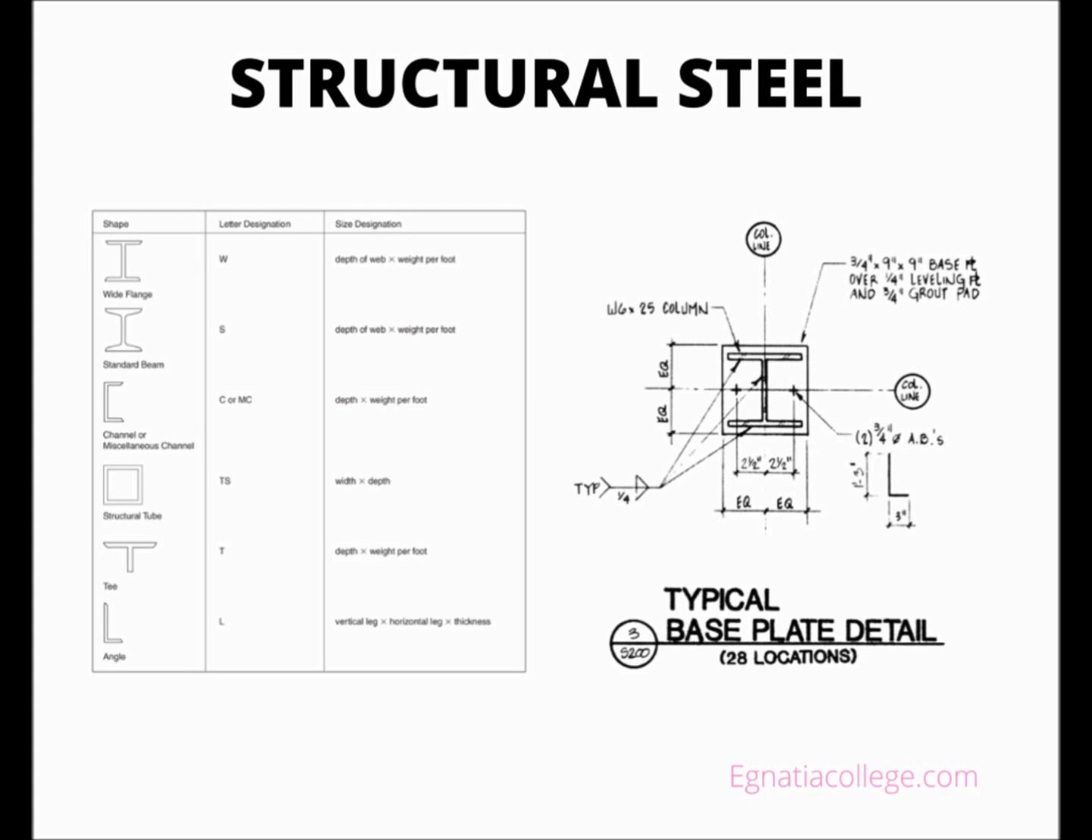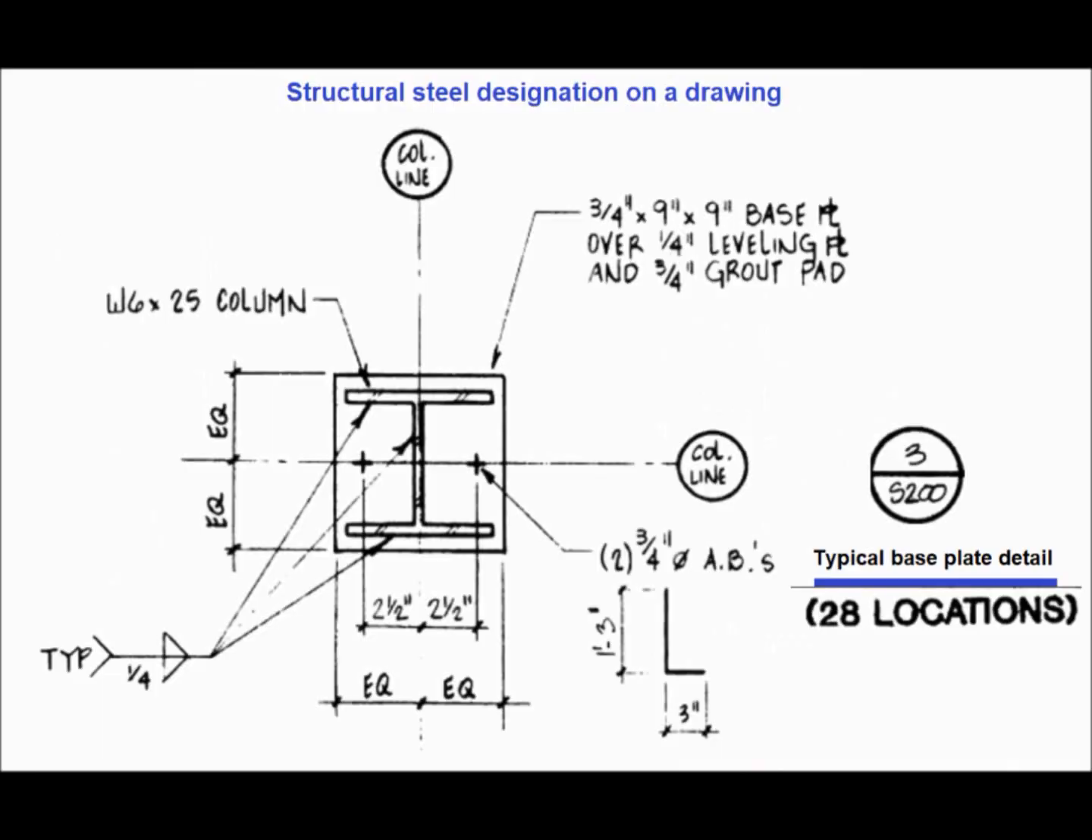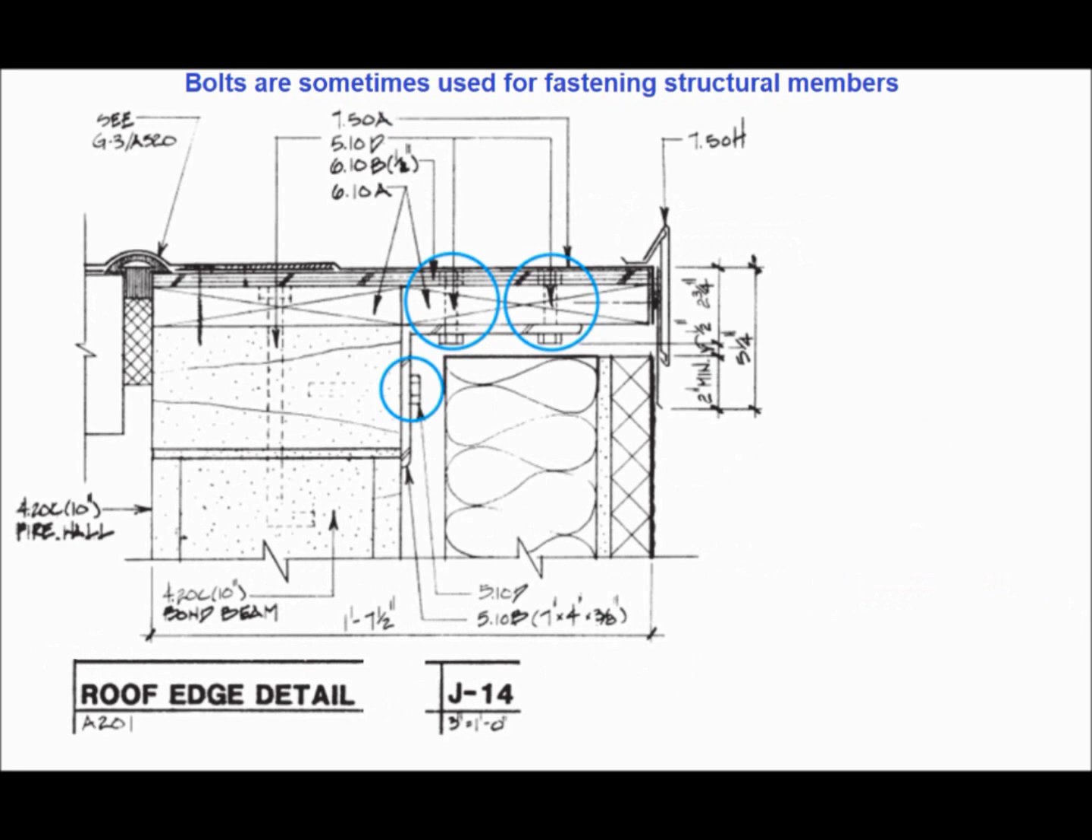W shapes are used for most beams and columns in steel frame buildings. The designator for a structural steel member includes a symbol or capital letter to indicate the basic shape, one or more numbers to indicate the size, and a weight per foot designation. For example, drawing S200 for the School Edition shows a W6 by 25 column. This is a wide flange shape, with a 6-inch web weighing 25 pounds per foot.